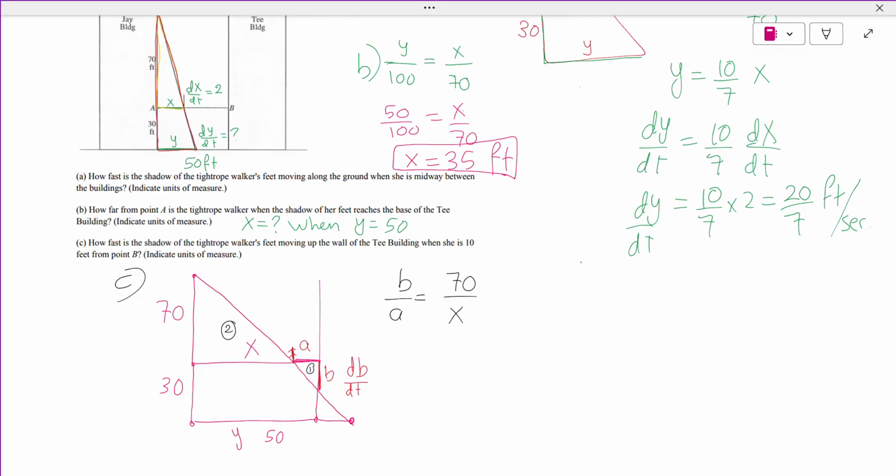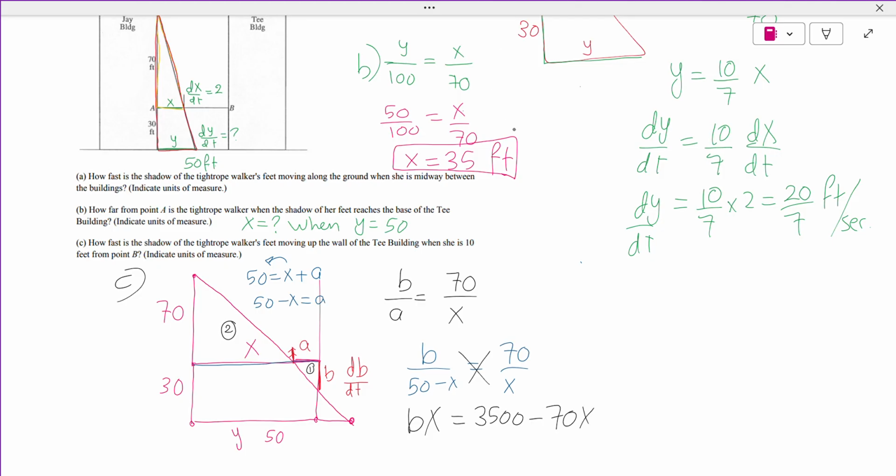We know that this distance here is 50. So 50 equals x plus A. You move the x to the other side, 50 minus x will equal A. So this is B over, instead of A, we can write 50 minus x, equals 70 over x, right? Now, what can we do? We can do cross multiplication. B times x is Bx equals 70 times 50 is 3,500 minus 70x.